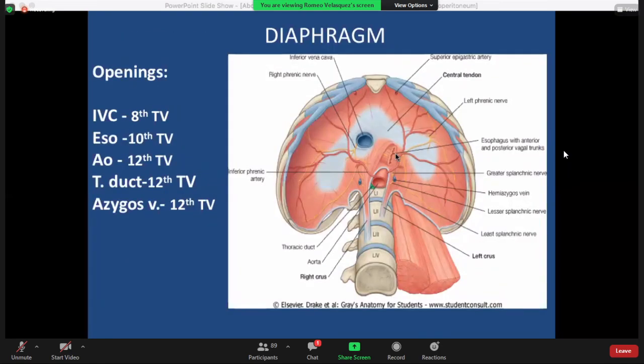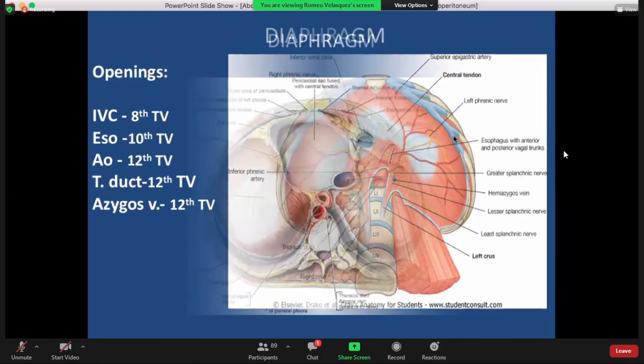The illustration from Gray's showing you the view from the abdomen. You're looking at it from the inferior aspect of the diaphragm. Those are the important levels for the openings of the vital structures: inferior vena cava, eighth thoracic vertebra; esophagus, tenth thoracic; aorta, twelfth thoracic; and the thoracic duct is located at about the twelfth thoracic vertebra, plus the azygos vein also begins at that level. So that's the diaphragm.